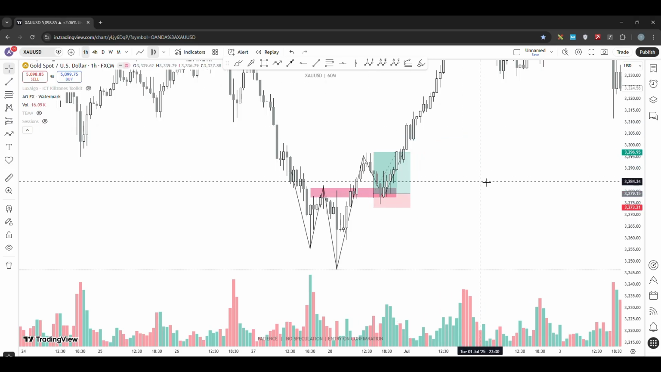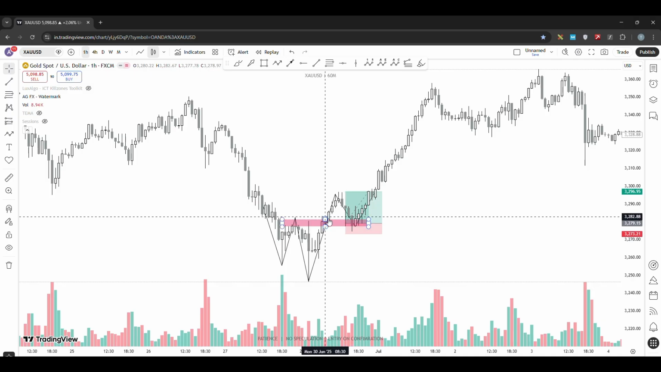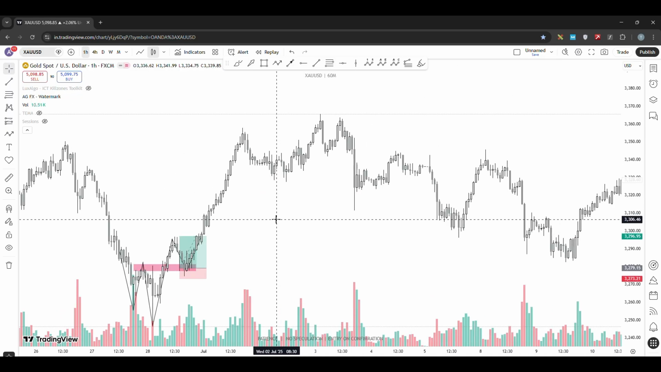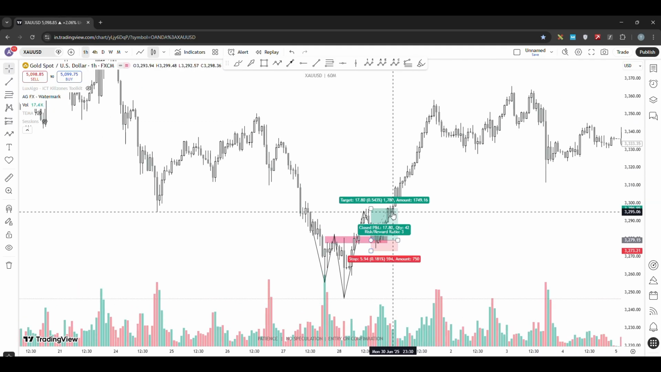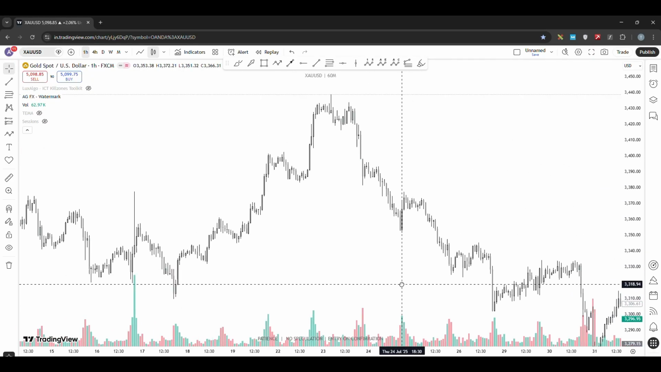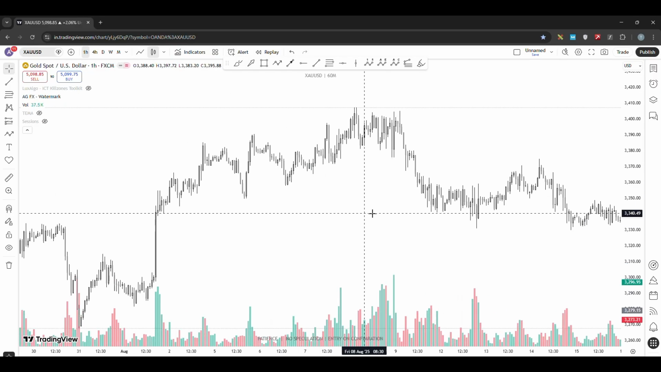So this is how you trade a breaker block, and once the market breaks above the breaker block, you will see that the mitigation block comes into play. In this case, there wasn't any strong pullback into our mitigation block. So let's look for some more examples where we have got both a breaker block and also a mitigation block.